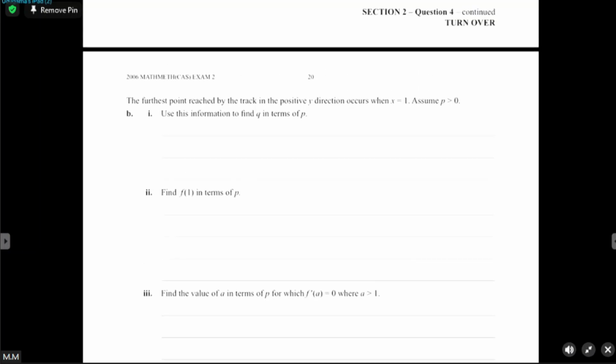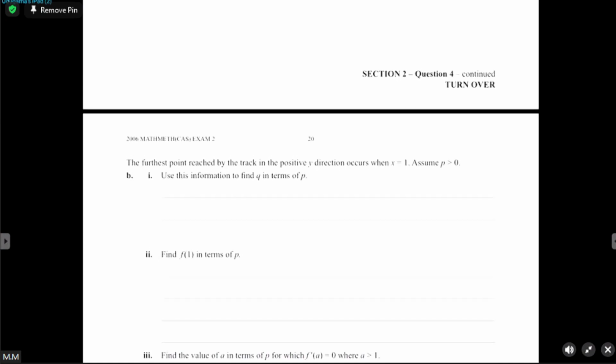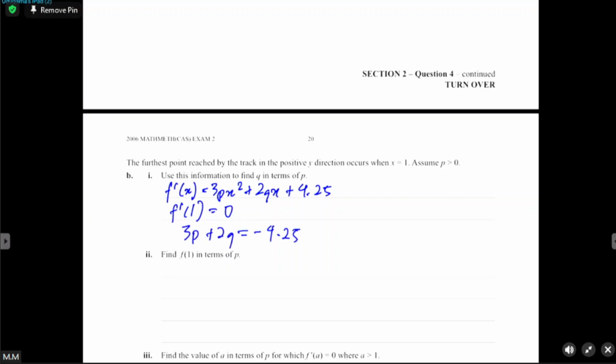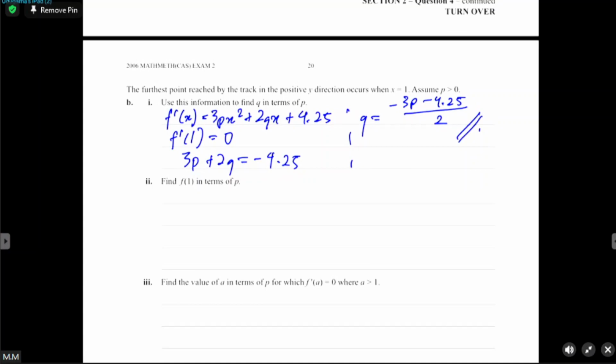So here, the furthest point reached by the track in the positive y direction occurs at x is equal to 1. So I'm going to use the derivative. f'(x) is equal to 3px squared plus 2qx plus 4.25. f'(1) is equal to 0. That means 3p plus 2q is equal to minus 4.25. Here you get q is (minus 3p minus 4.25) on 2. You can approximate that as a fraction, but I don't think you need to.